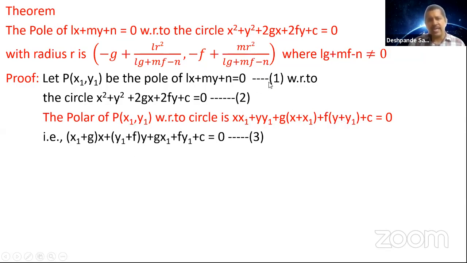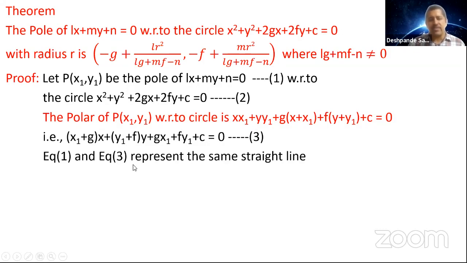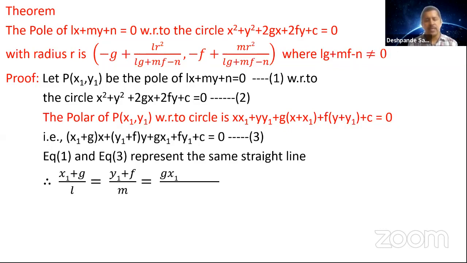Okay, so you see that equation 1 is a polar, equation 3 is also a polar. So equation 1 and equation 3 represent the same straight line. What is the meaning of it? The coefficients of x, y, and the constant should be proportional. It means that (x1 + g)/l = (y1 + f)/m = (gx1 + fy1 + c)/n.